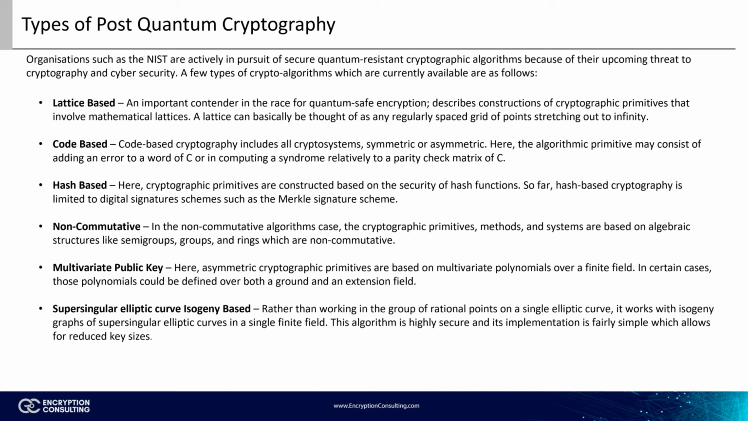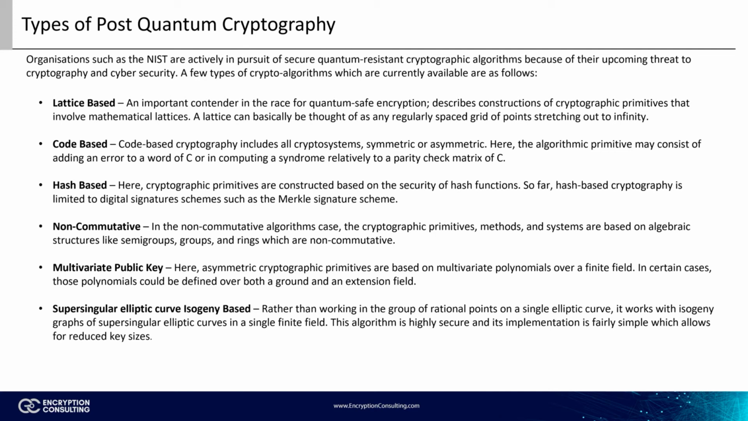Let's start with the first one, lattice-based. With lattice-based cryptography, cryptographic primitives that involve mathematical lattices are used. A lattice can be thought of as any regularly spaced grid of points stretching out to infinity. With code-based cryptography, the algorithmic primitive may consist of adding an error to a word of C, or in computing a syndrome relative to a parity check matrix of C. In hash-based cryptography, cryptographic primitives are constructed based on the security of hash functions.